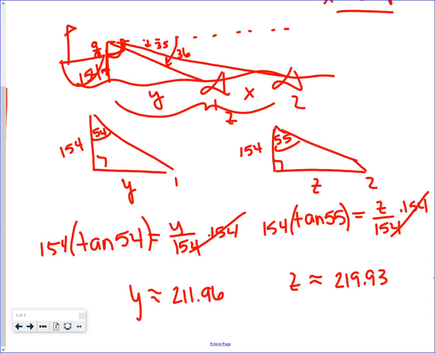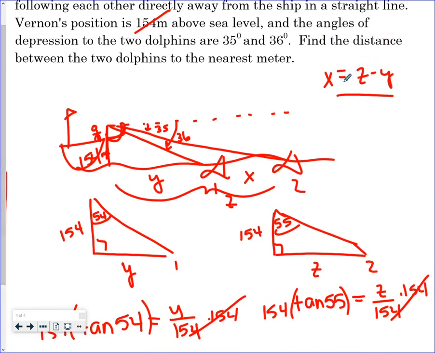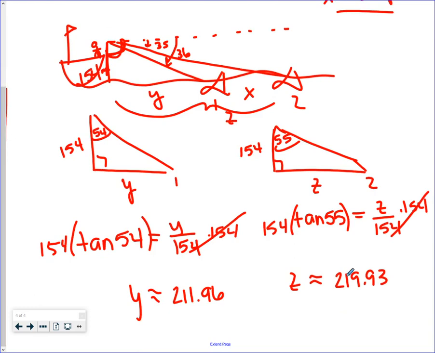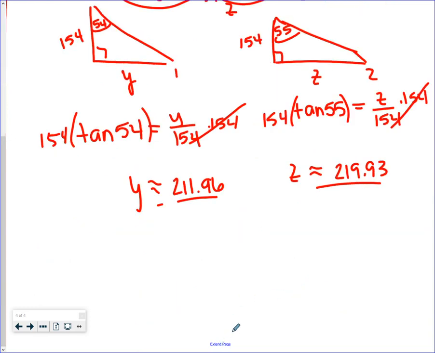So one more time, this is where we're like, what were we doing again, right? We're trying to find the distance between the two dolphins. So what we just found was this thing here and this thing here, but I want this piece. That's why I wrote down, in the end, take Z minus Y, or take the big one minus the little one, right? So what do you get when you take this one minus that one to the nearest meter? We can round now. So this is 8 meters apart.